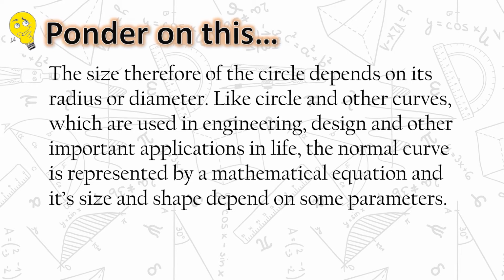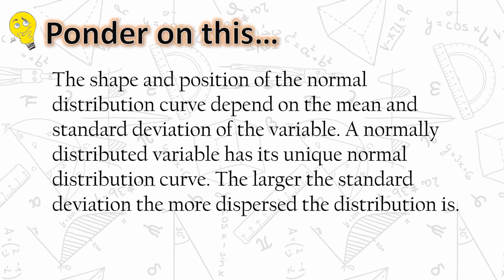Like circle and other curves which are used in engineering, design, and other important applications in life, the normal curve is represented by a mathematical equation, and its size and shape depend on some parameters. The shape and position of the normal distribution curve depend on the mean and standard deviation of the variable. A normally distributed variable has its unique normal distribution curve. The larger the standard deviation, the more dispersed the distribution is.